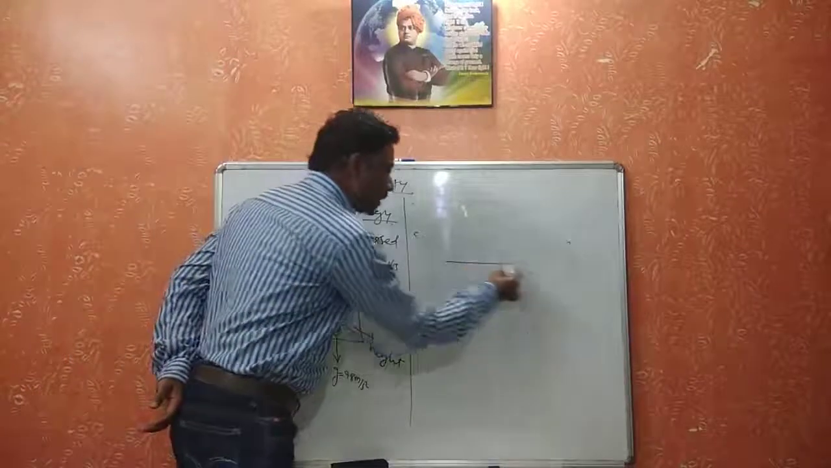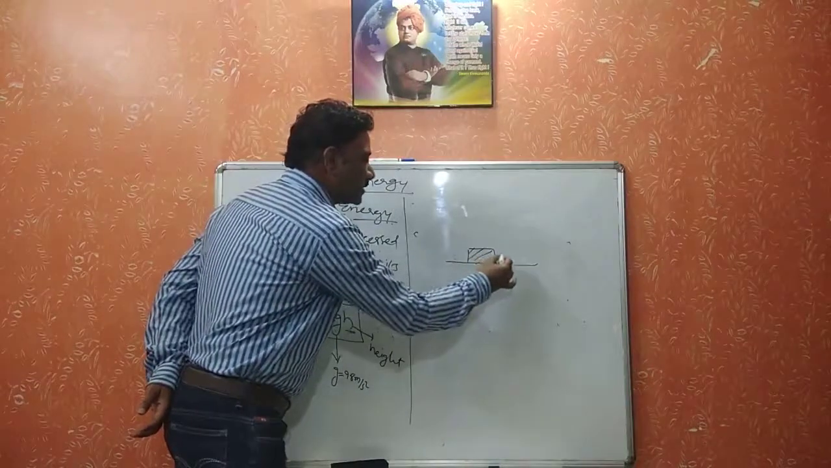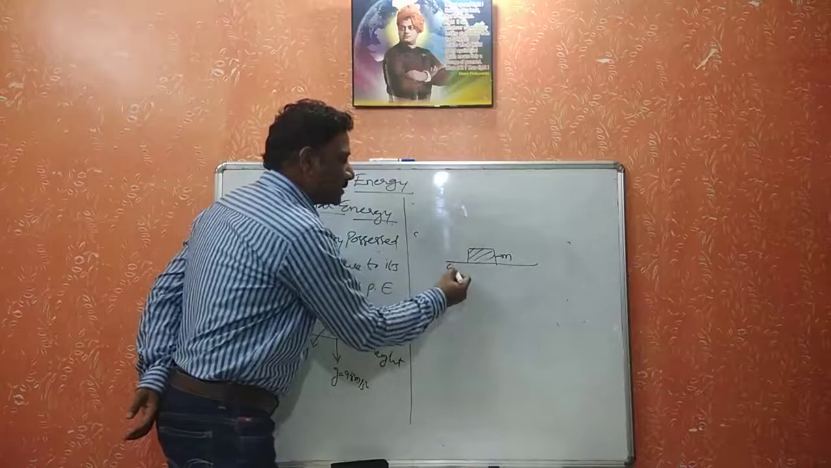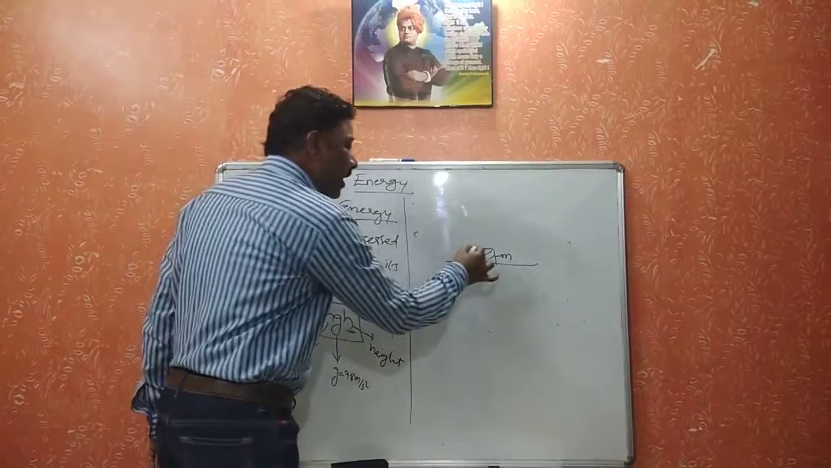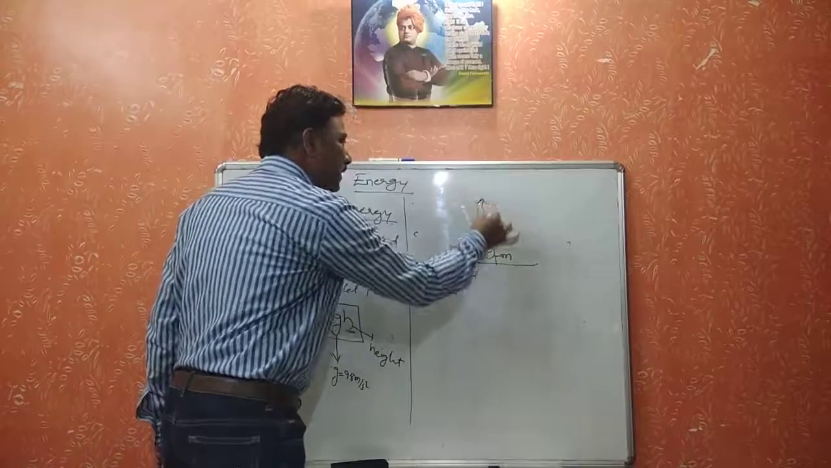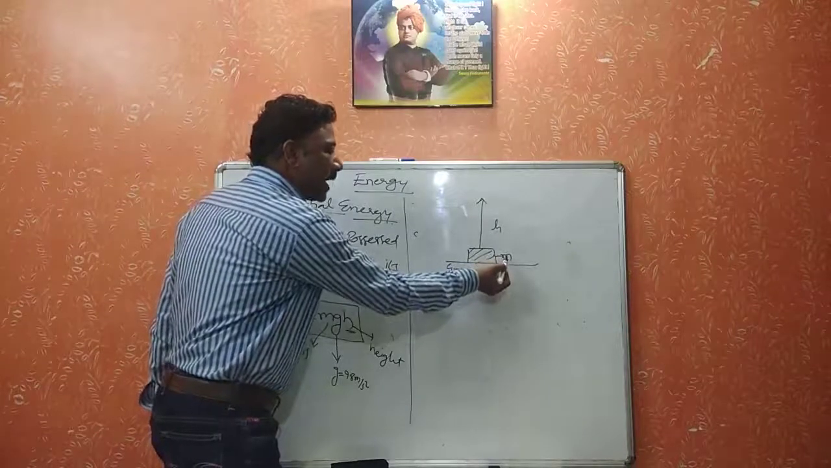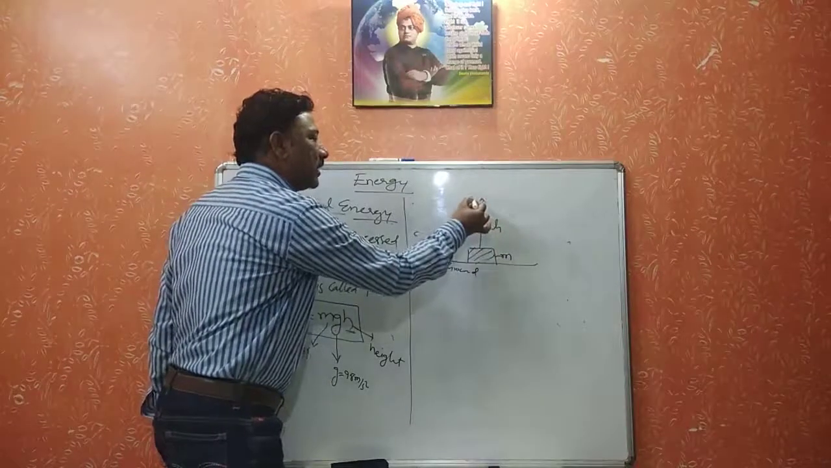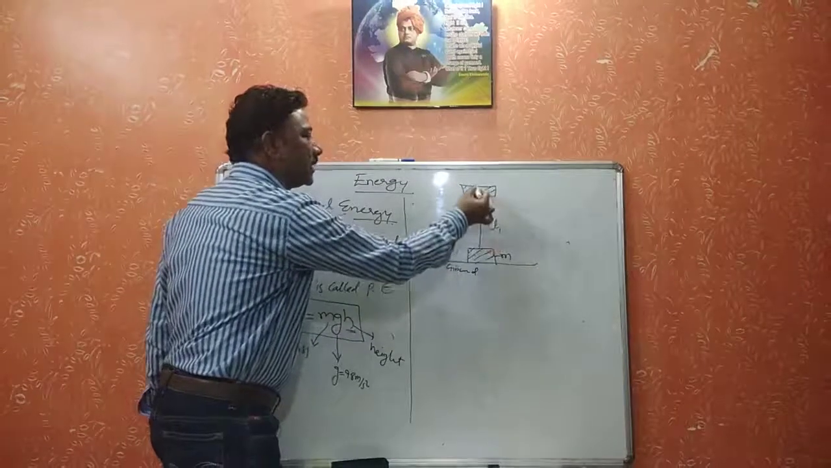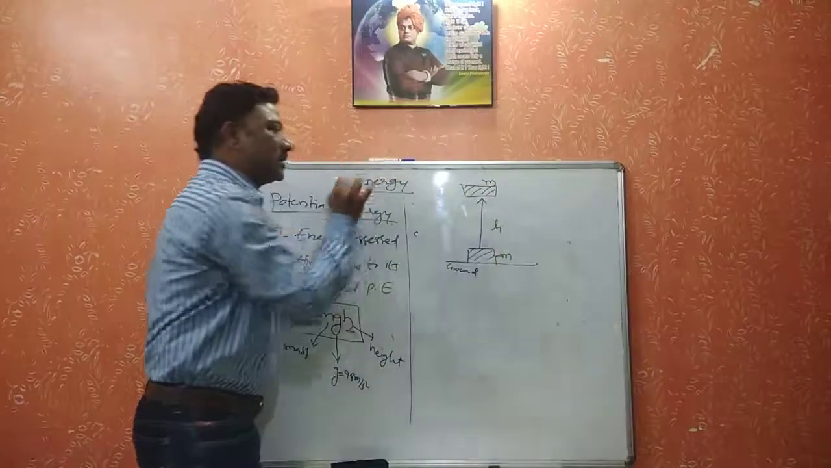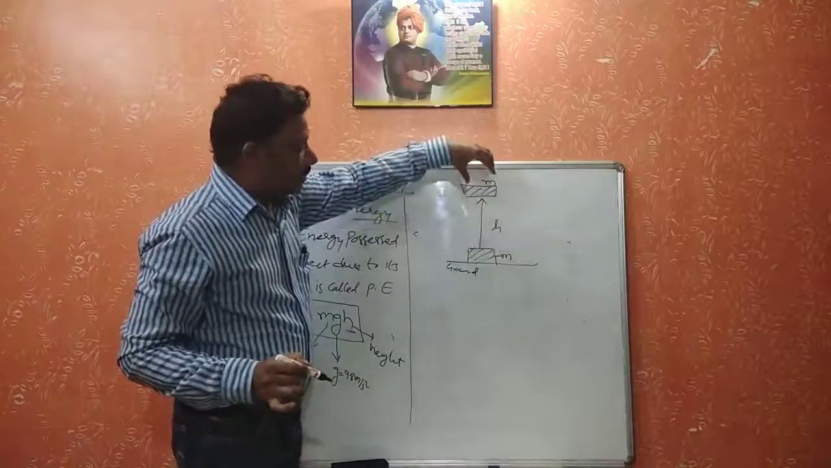Now, for example, I am taking an object whose mass is m. The object is on the ground. Now we are lifting this object up to a certain height. When it is lifted up to a certain height, its mass does not change. Mass remains the same. But here, what we are doing is lifting the object.